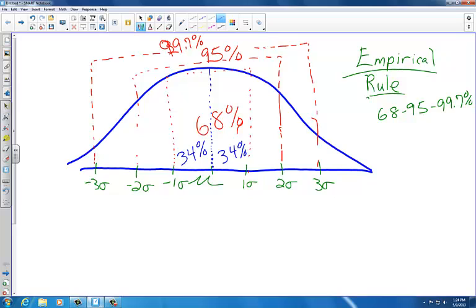Now, between 1 and 2 standard deviations above the mean and 1 to 2 standard deviations below the mean, I can expect to find 13.5% of my data. So in other words, 13.5% of my results I might expect to find between 1 and 2 standard deviations above the mean. Now, between 2 to 3 standard deviations above or 2 to 3 standard deviations below the mean, the empirical rule tells us that we can expect to find about 2.35% of our data.